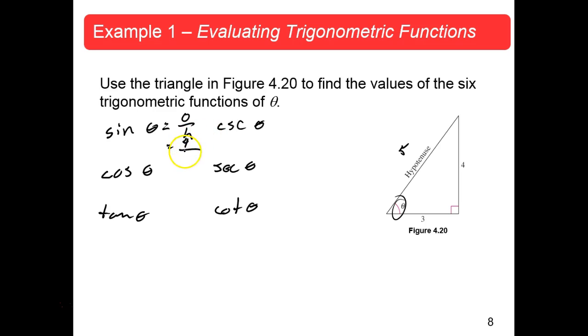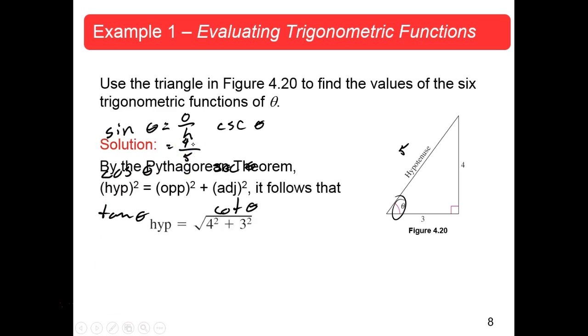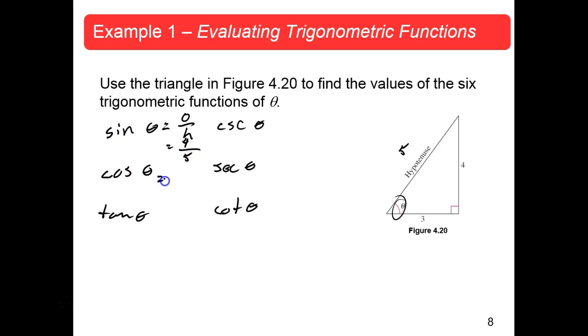Opposite over hypotenuse will be 4 over 5. You could call that 0.8 if you wanted to. Cosine would be 3 over 5. Tangent would be 4 over 3. Perfect. In fact, we can do the same thing we did before. Remember, I did them like this. So you can draw a dividing line here, cancel out the 5, and 4 over 3. So what's your cotangent going to be? 3 over 4. Your secant is going to be 5 over 3, and your cosecant 5 over 4.